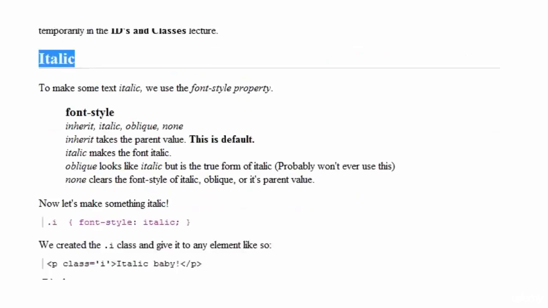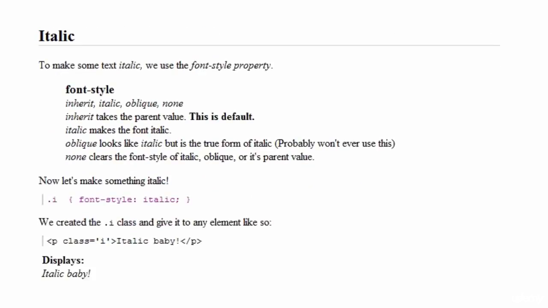So first we're going to start off with italic, and to make some text italic, we use the font style property. We have font style. Its values are inherit, italic, oblique, and none. Inherit takes the parent value, and this is default. Italic will make your font italic. Oblique is a little bit of a bizarre one.